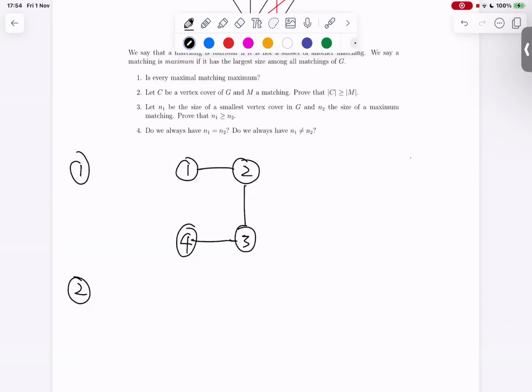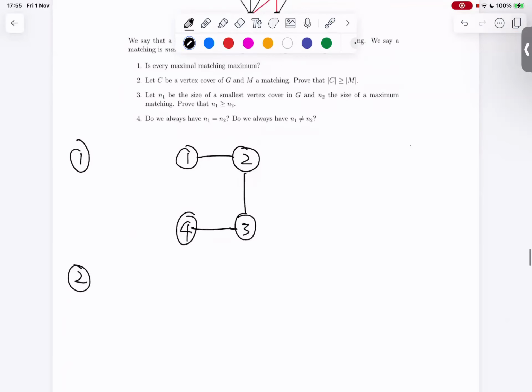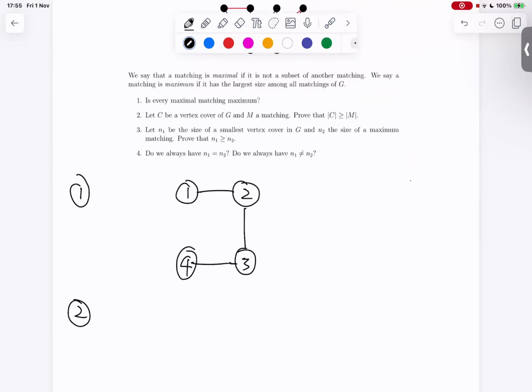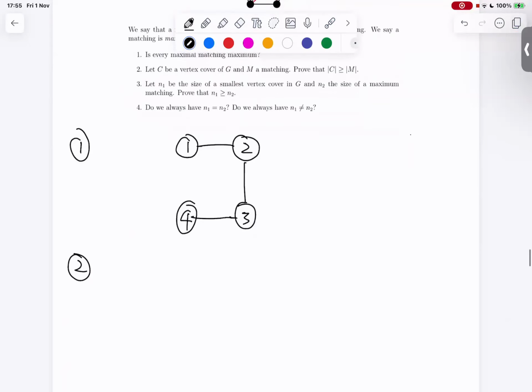And for 3, it is also by the same argument, by the definition. If we have a maximum matching N2, which is larger than N1, then there must exist some edges in the maximum matching that are not covered by any vertex in the vertex cover. And by this definition, this contradicts that it is a vertex cover. So N2 must be smaller than or equal to N1. Okay.